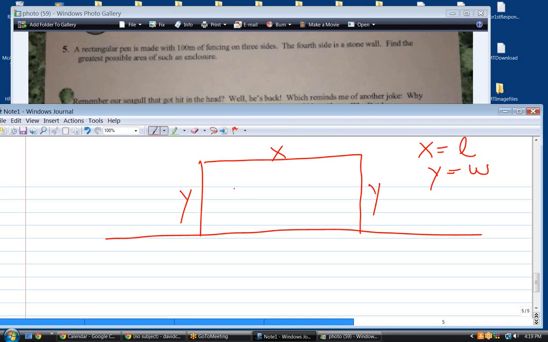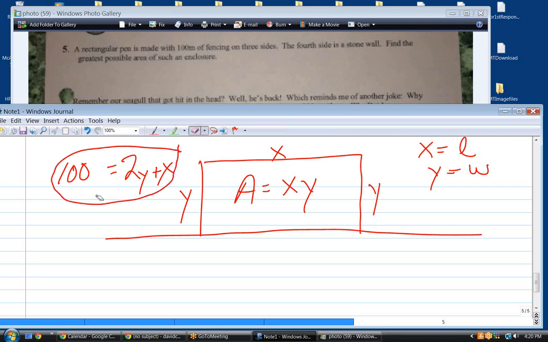Now, the area function is what? x times y. So that's the function we want to maximize. At this point, we can't do it. We don't have any information, but if we consider the perimeter is 100 meters, according to our variables, what is the perimeter equal to? 2y plus x. Now, we're going to take this equation and solve for either variable that we want, and then substitute it into the area function so that we'll end up with a quadratic, and then we'll be able to find the vertex of that quadratic and know where the maximum is going to be.